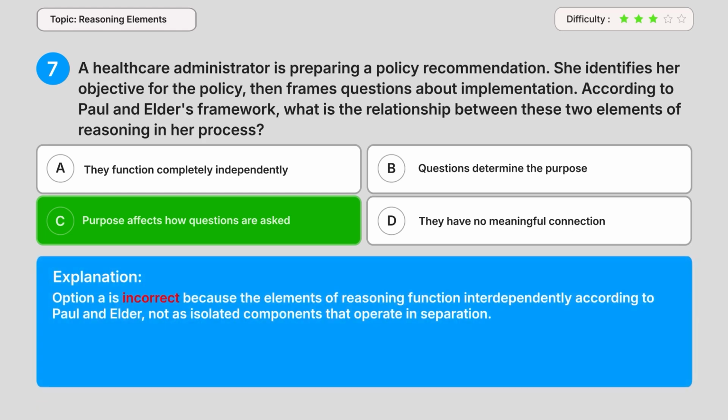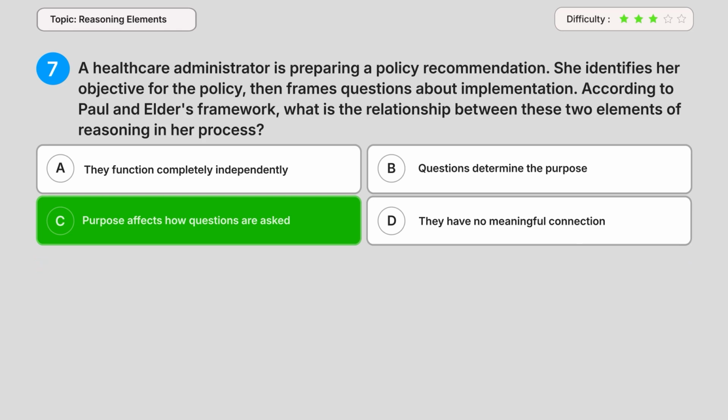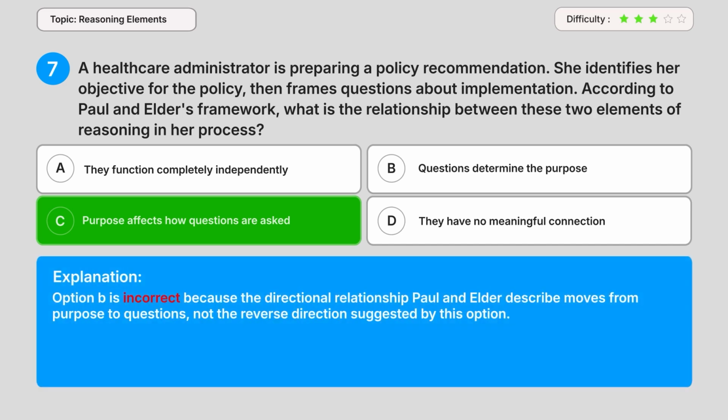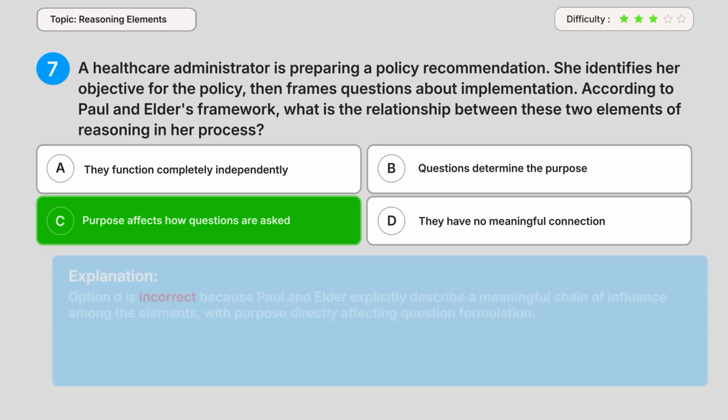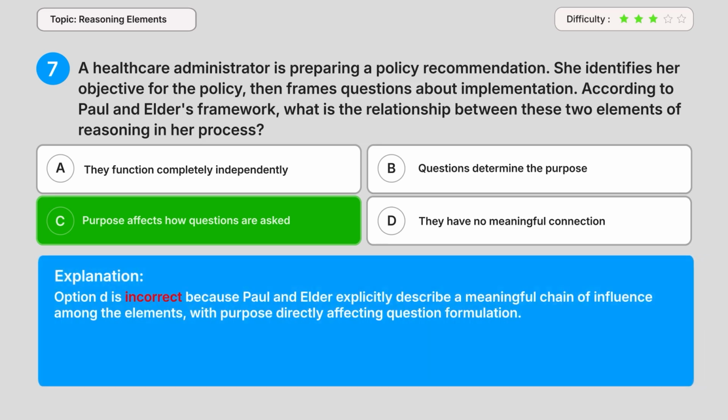Option A is incorrect because the elements of reasoning function interdependently, according to Paul and Elder, not as isolated components that operate in separation. Option B is incorrect because the directional relationship Paul and Elder describe moves from purpose to questions, not the reverse direction suggested by this option. Option D is incorrect because Paul and Elder explicitly describe a meaningful chain of influence among the elements, with purpose directly affecting question formulation.